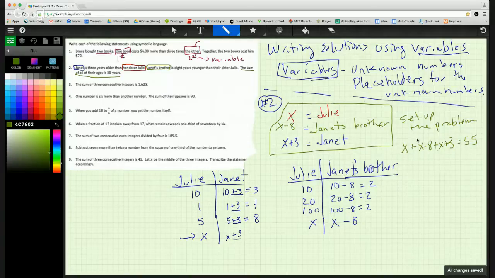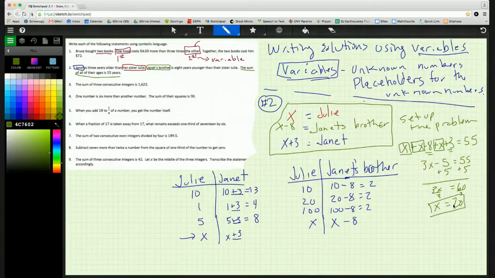So let's combine these terms, x plus x, right? We're going to combine our like terms, 3x, and when we combine a minus 8 and a positive 3, we get minus 5 equals 55. Add 5 to both sides. 3x equals 60. So x equals 20 after we divide by 3.